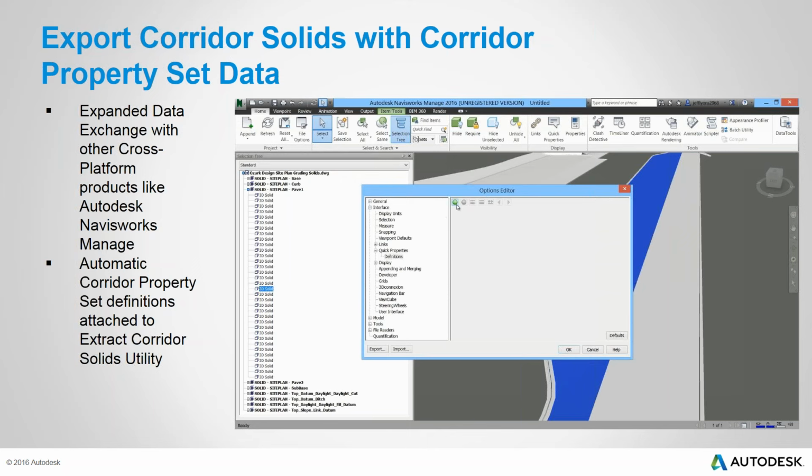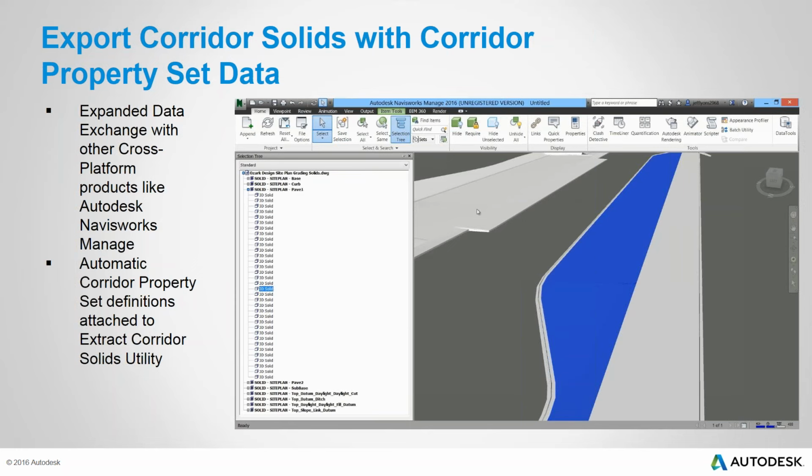Now if you wanted to display a tooltip on the object, you would go to the interface options in Navisworks and add 3 categories. And you'll see now that the corridor information comes up as an available quick property that we can view when we hover over the solids. So there's the corridor information coming up now.